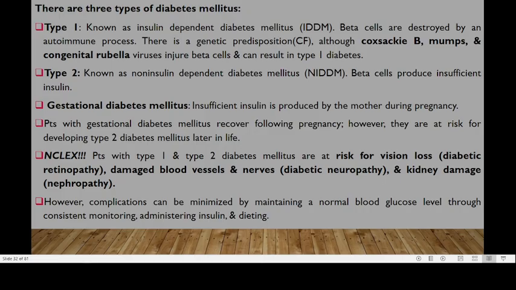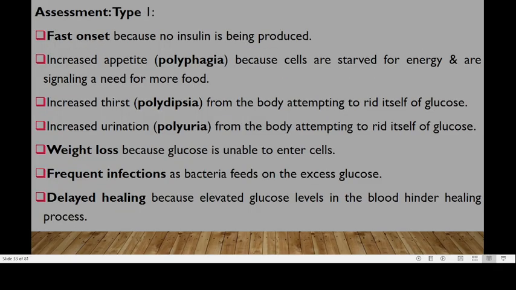However, complications can be minimized by maintaining a normal blood glucose level through consistent monitoring, administering insulin, and dieting. For type 1, in terms of assessment, this one is normally fast onset because no insulin is being produced.